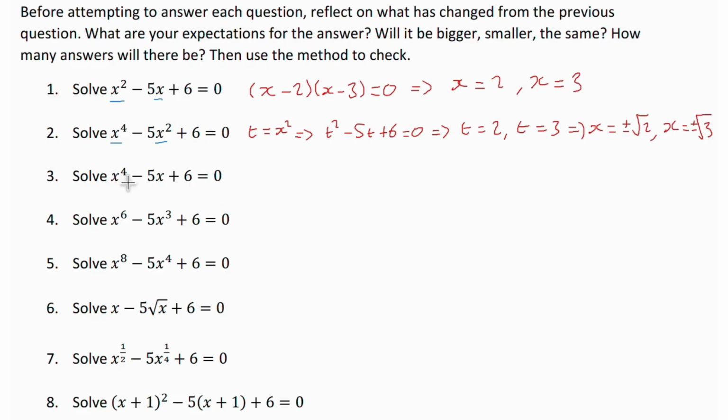Now let's look at the next question. The only thing that has changed is the squared has become a linear. Let's try this. If t is equal to x, then we just get the same thing in t, which we can't solve. If t is equal to x squared, we can't replace this one. Actually, this method does not work. We can't solve this. It is not a hidden quadratic.